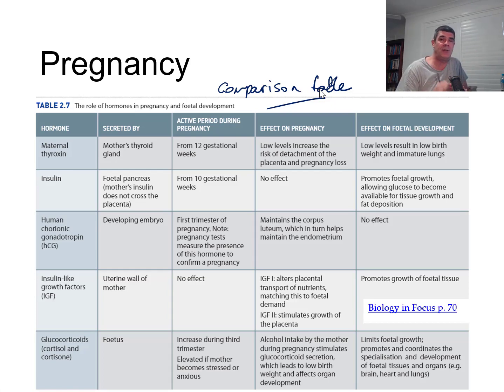Now, I think the reason that these tables are really nice is because if you see a cell in this table that is blank, you know it's missing information. So it's a really good way of organizing the information to make sure you don't miss any individual detail. So we can see here maternal thyroxine, we can see insulin, we can see human chorionic gonadotropin, which I talked about in the last slide, insulin-like growth factors, and glucocorticosteroids. And these are all hormones that are involved during pregnancy.